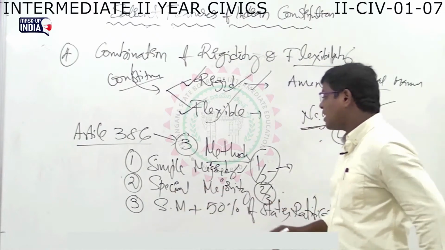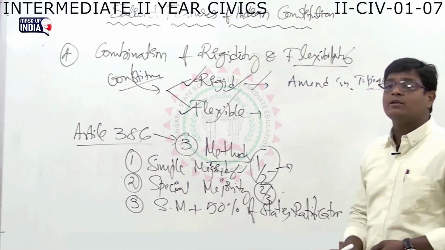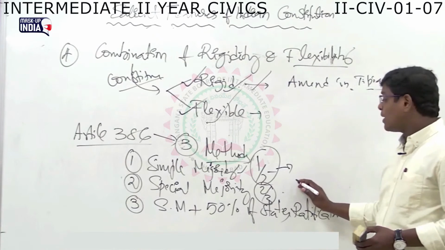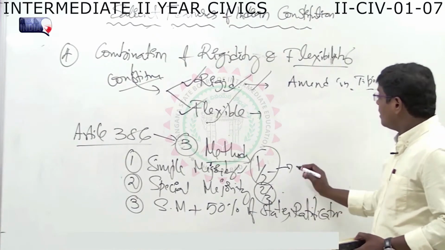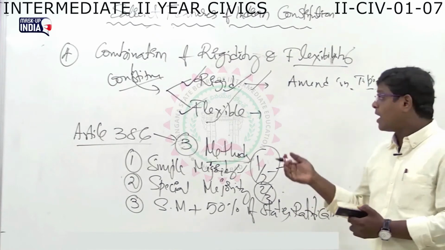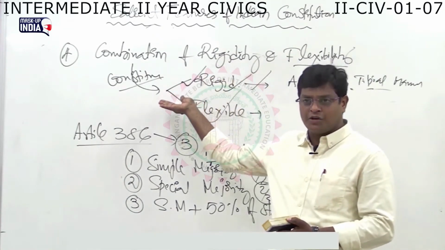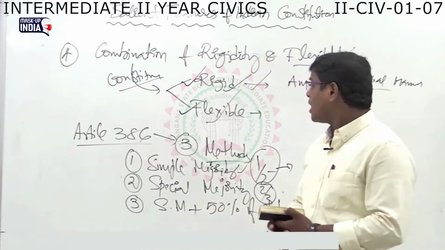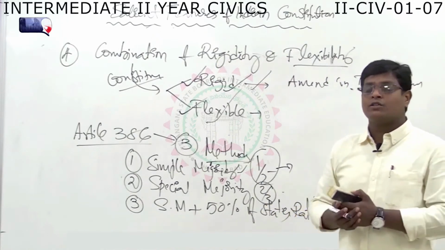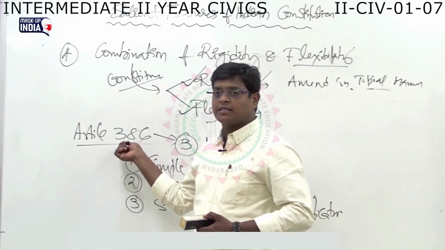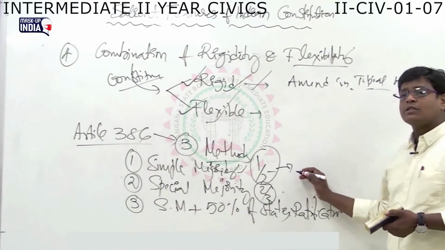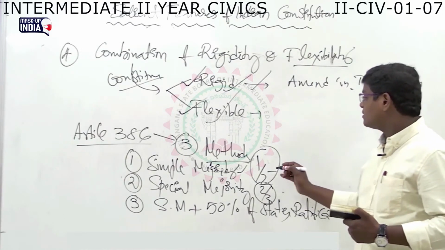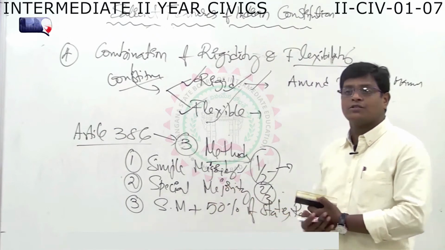And what about the special majority? Special majority requires 2/3 majority. In both houses, it requires 2/3 majority individually. That means there are two houses, bicameralism. Parliament alone enjoys the power to amend the constitution. The Parliament of India enjoys the power to amend the constitution of India under Article 368. So there are both houses in Parliament, upper house and lower house, Rajya Sabha and Lok Sabha. Both houses have powers to amend the constitution of India.